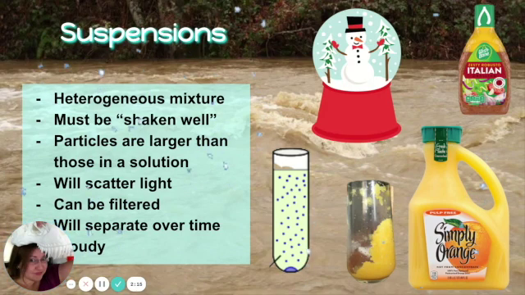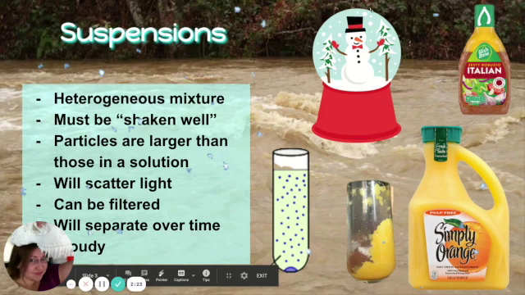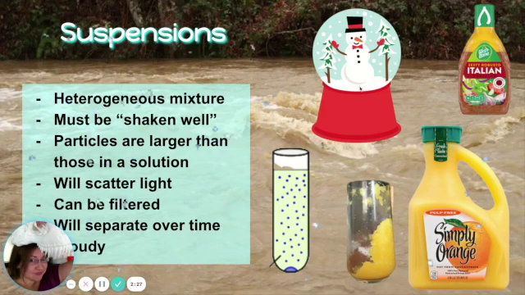The particles in a suspension are going to be larger than those in a solution. And some of those particles are actually over time going to separate and they will settle down to the bottom. A great example of that is a snow globe. So if you have one of these snow globes, you know that the particles will be at the bottom of the snow globe. And then in order to mix them up, you have to turn it over and shake it around. And so all the snow particles will end up falling back down and settling at the bottom. That's because it's a suspension.